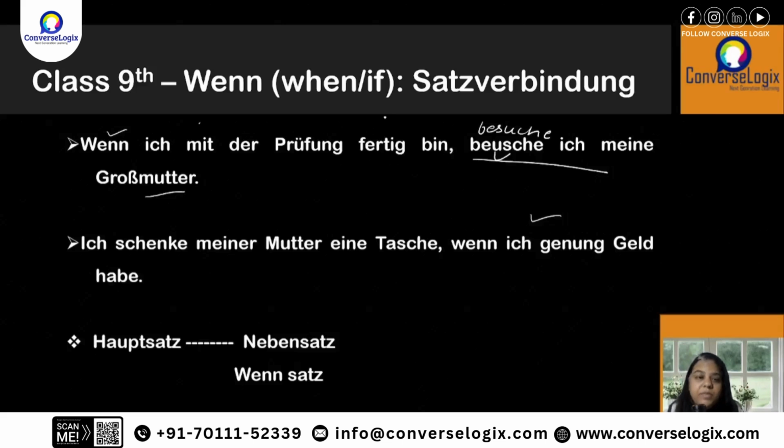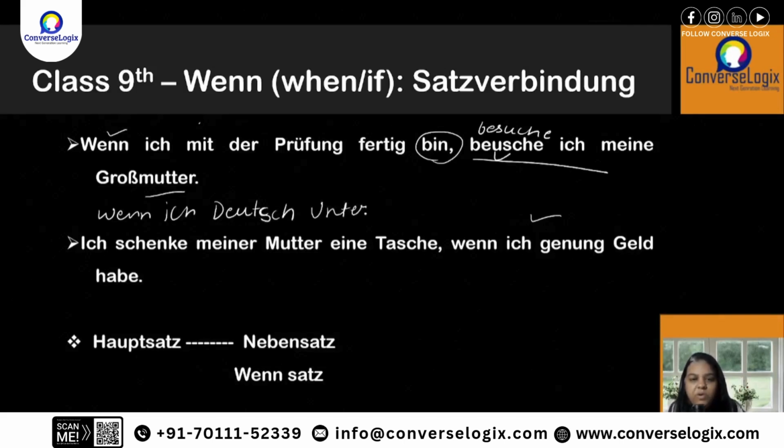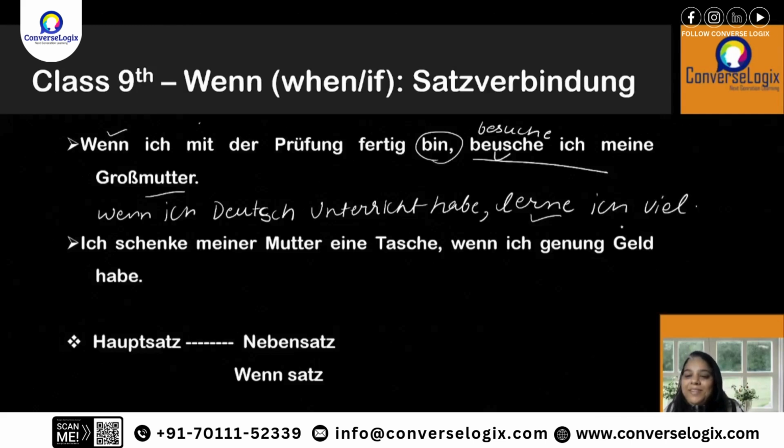Second thing is that when we are making a sentence with wenn, as you can see the sentence structure, wenn के साथ हमारी verb is always going in the end. Yeah, wenn ich, Entschuldigung, wenn ich Deutsch, for example, Unterricht, or you can say wenn ich Deutschunterricht habe, or wenn ich Deutsch lerne, ich viel.